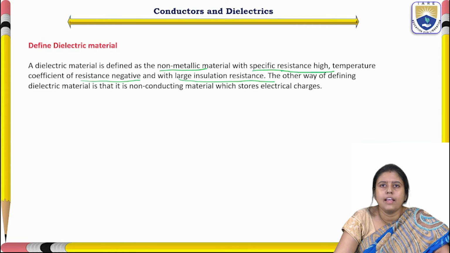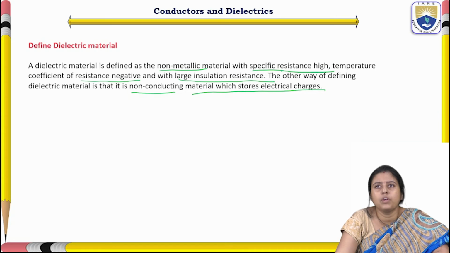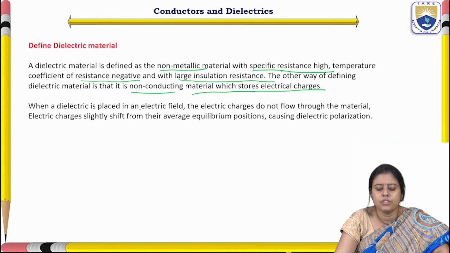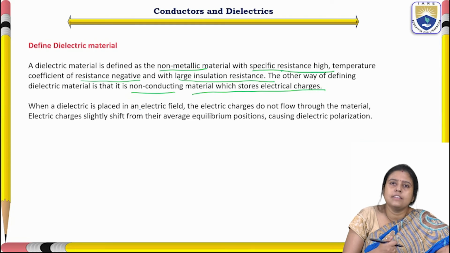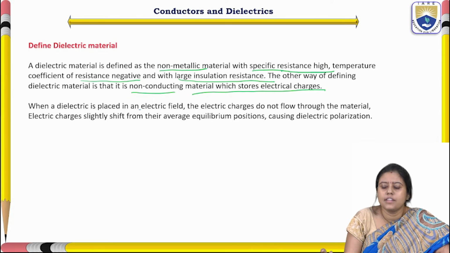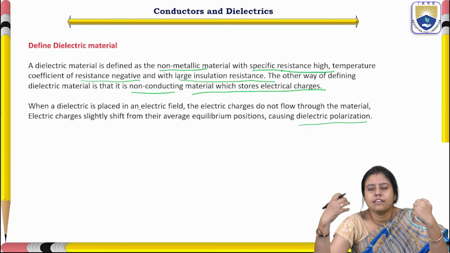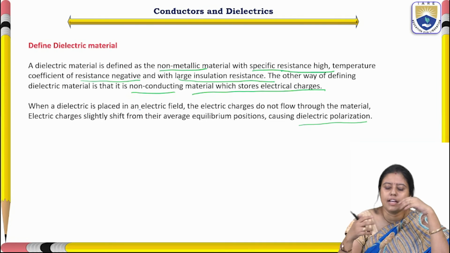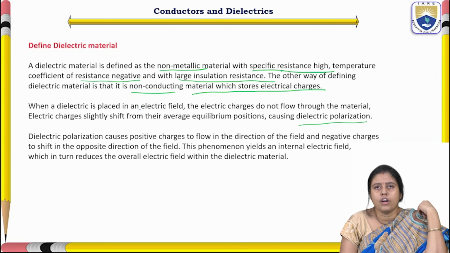Another way we can put it: a dielectric material is a non-conducting material which stores electrical charges or electrical energy. When a dielectric is placed in an electric field, the electric charges do not flow through the material. That's why, for making any capacitor, we keep some dielectric between the two electric plates. The electric charges slightly shift from their average equilibrium position, causing dielectric polarization. But the charge has the inherent property that positive charge will always attract negative charge. So they change slightly from their average equilibrium position so that they can attract each other, and that's why dielectric polarization occurs if there is any dielectric material between two conductors.